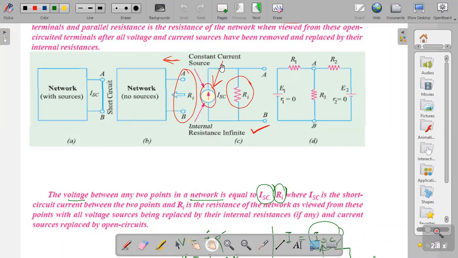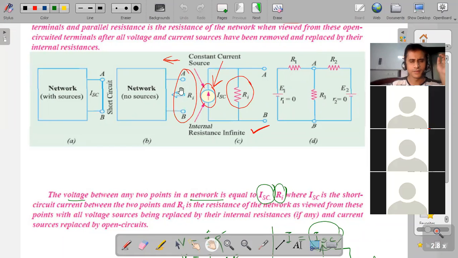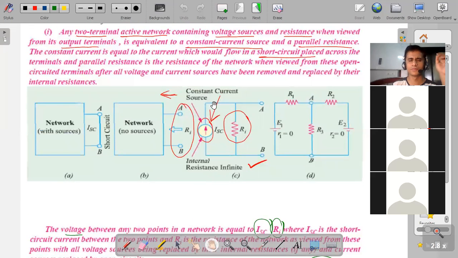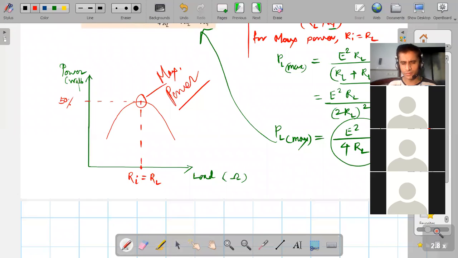Yes, dear student, see, in case of Norton theorem, you will get a constant current source. And about power, power increases to a maximum value, then again decreases, and you will get maximum power at Ri equal to RL. This is the graphical behavior of power with respect to load resistance.